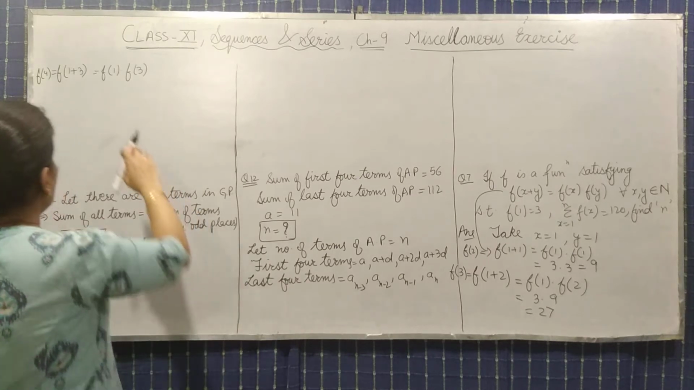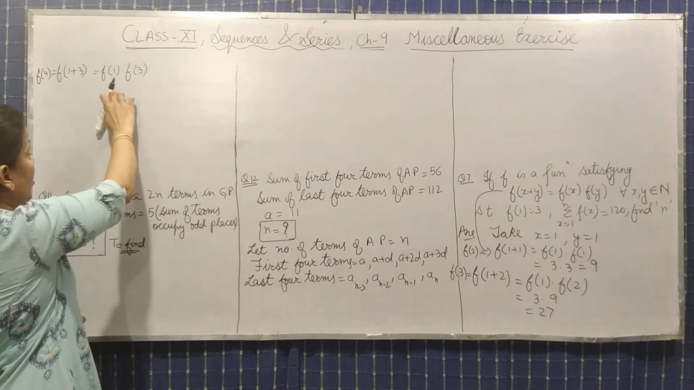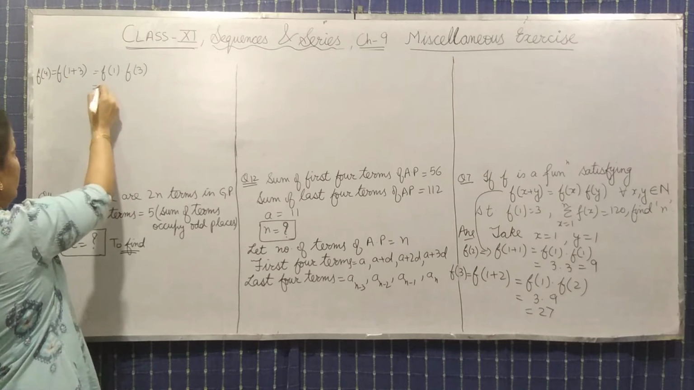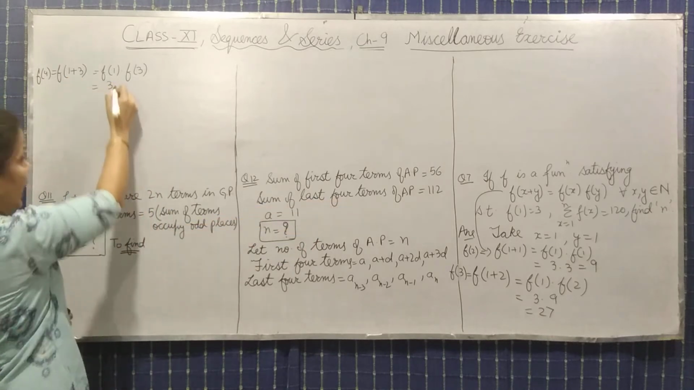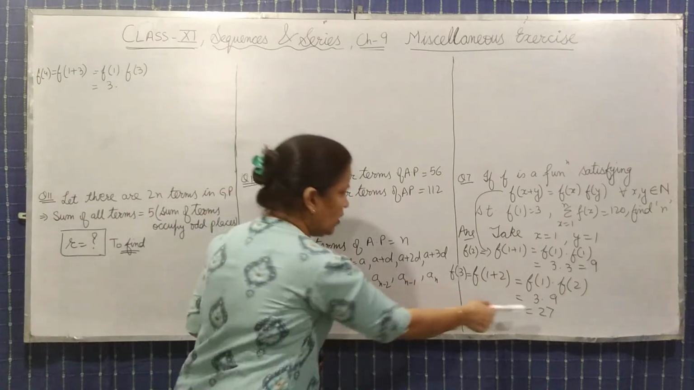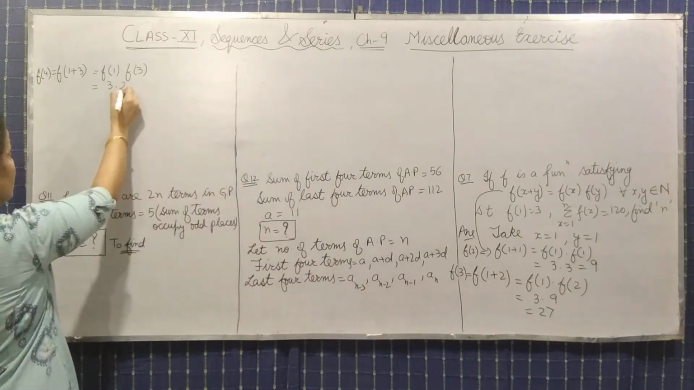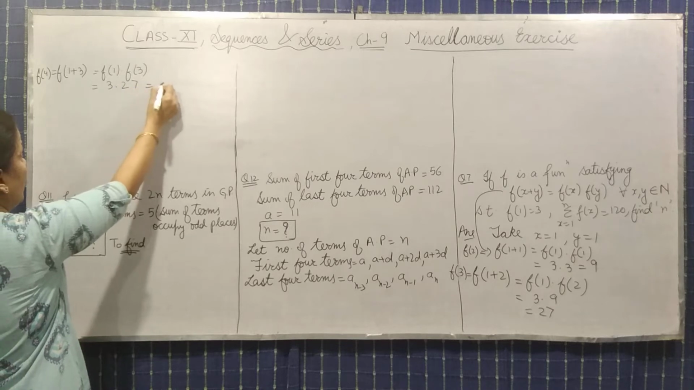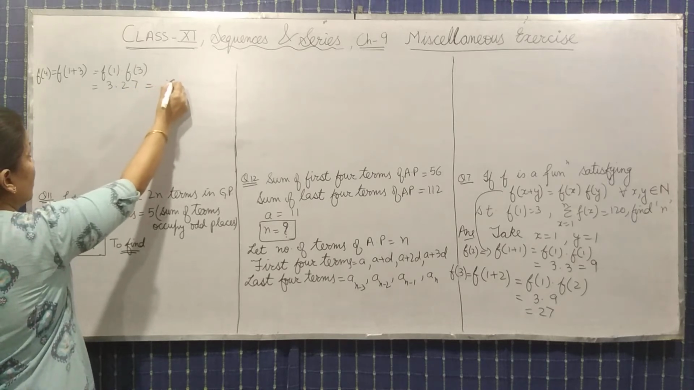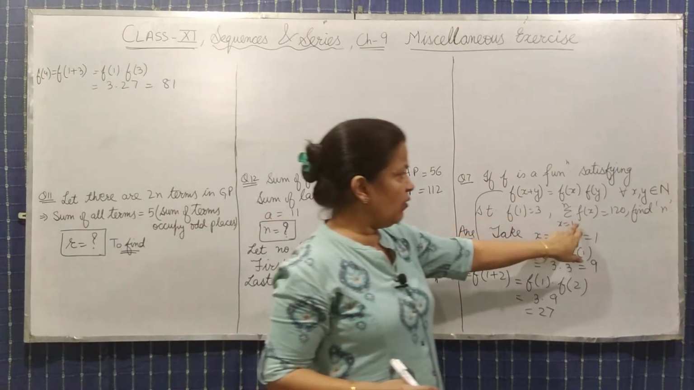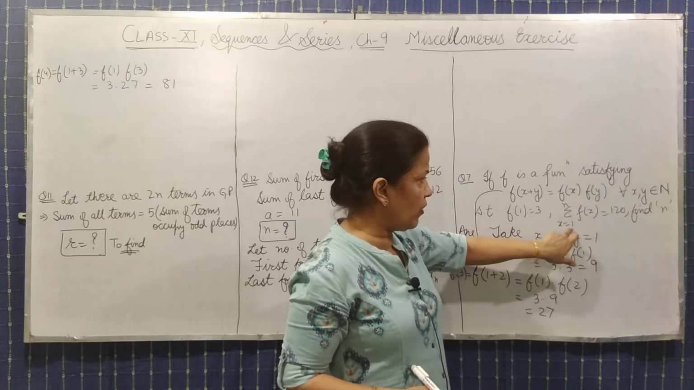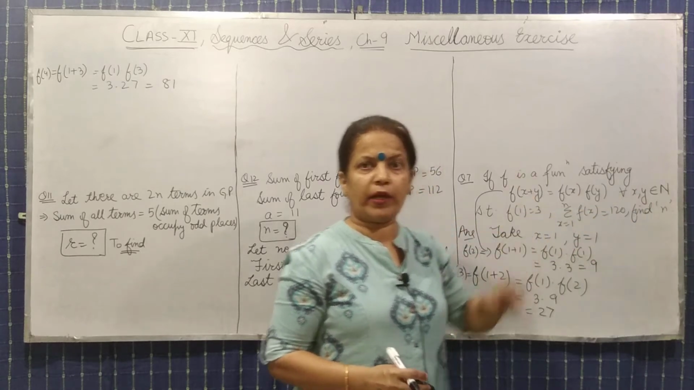Okay, then we will find out the f4 value. f1 is given 3 and f3 is given 27. So we will get the value as 81. अब क्वेश्चन में लिखा है it is given the sum of this from 1 to n is 120.